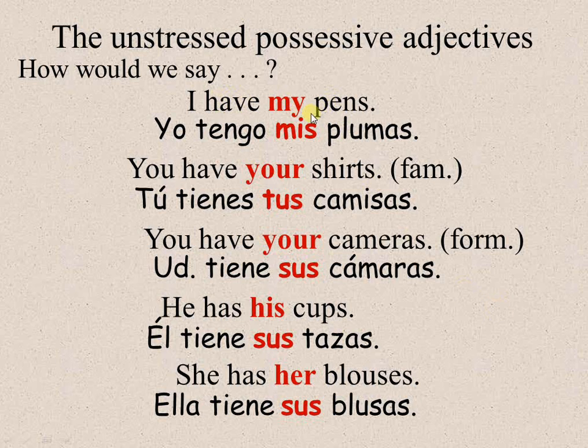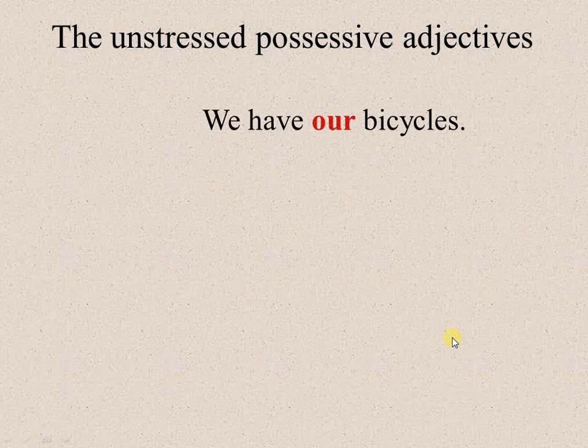Let's see the feminine plural form. I have my pens. Yo tengo mis plumas. You have your shirts. Tú tienes tus camisas. You have your cameras. Usted tiene sus cámaras. He has his cups. Él tiene sus tazas. She has her blouses. Ella tiene sus blusas. So again, here, for these ones like mi, mis, tú, tus, sus, you just need to worry about number, okay? Whatever you have, if it's in the plural form, you need to add that s to your possessive adjective as well. Now, our is a different story.